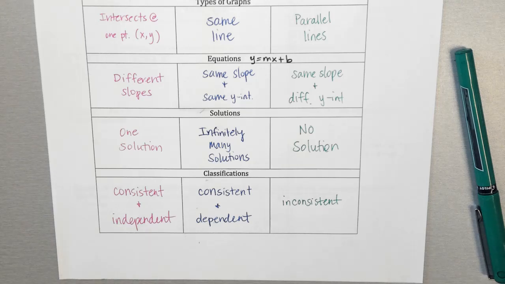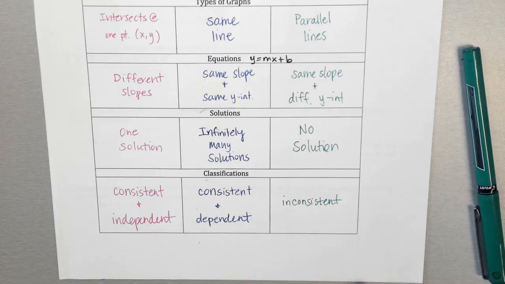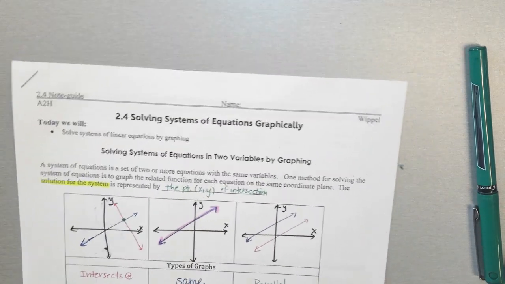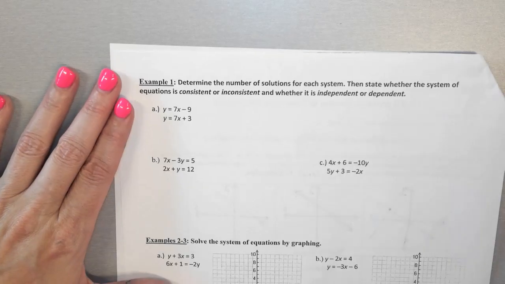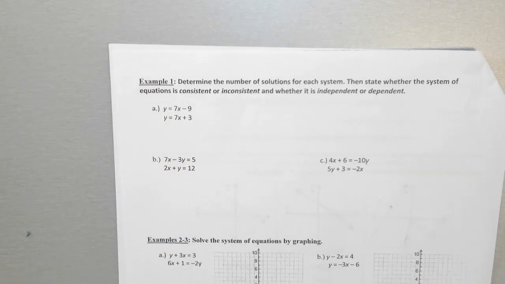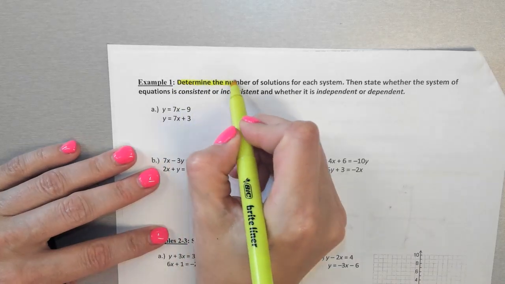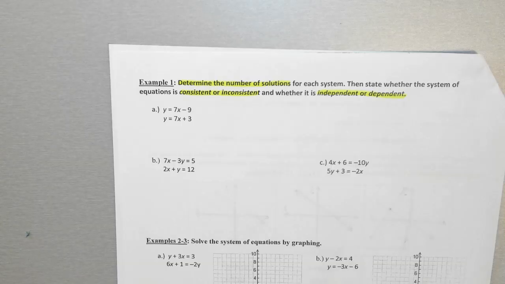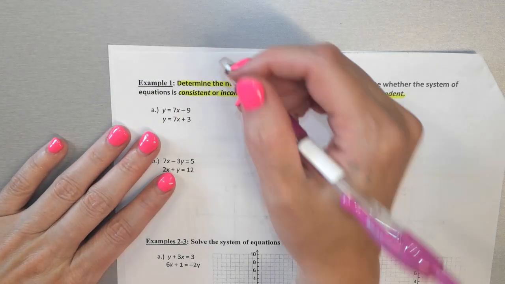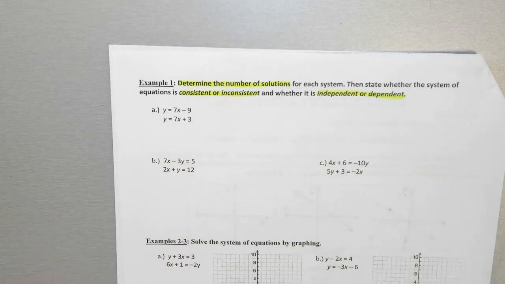Okay, so we are going to use this to help us with our first example. If you flip the page, you're going to see that we have to determine the number of solutions. Then we're going to decide if it's consistent or inconsistent, and whether it's independent or dependent. Now remember, if it's inconsistent, you don't have to classify it as independent or dependent. So the first thing we're going to find is the number of solutions, then we'll classify.